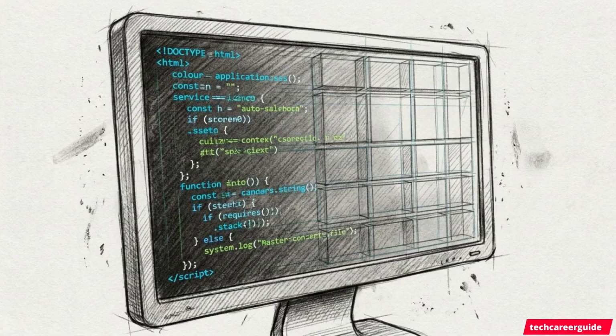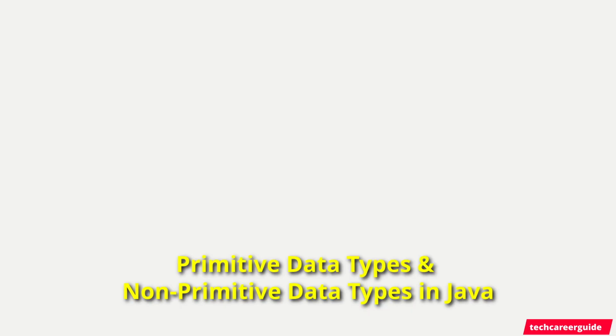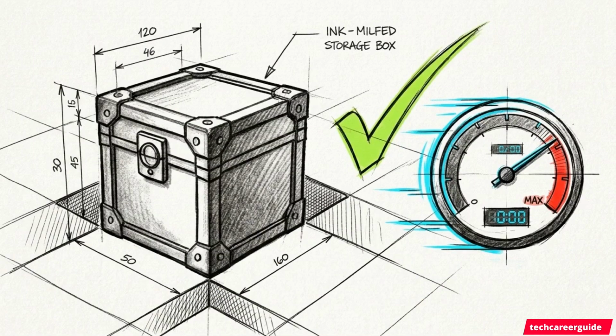When you write a computer program, Java manages your computer's memory using that exact same warehouse logic. To keep things organized, Java splits all data into two main categories: primitive data types and non-primitive data types. If you want to build applications that are stable and fast, you need to know which container fits your data.